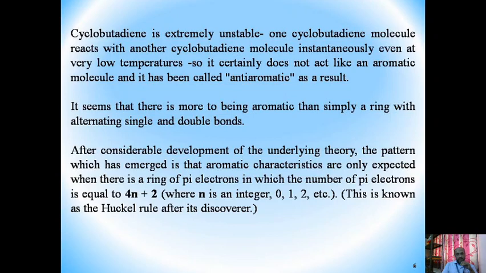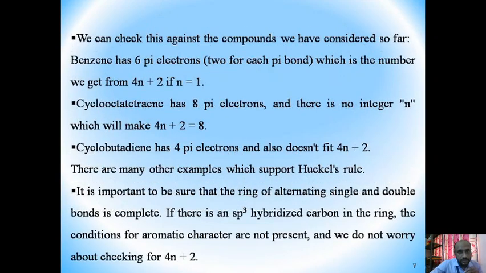After considerable development of the underlying theory, the pattern which has emerged is that aromatic characteristics are only expected when there is a ring of pi electrons in which the number of pi electrons is equal to 4n plus 2, where n is an integer, that is 0, 1, 2, 3, etc. This is known as Huckel's rule after its discoverer. We can check this against the compounds we have considered so far. Benzene has 6 pi electrons, 2 for each pi bond, which is the number we get from 4n plus 2 if n equals 1.